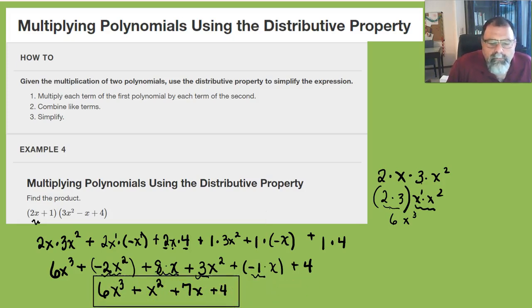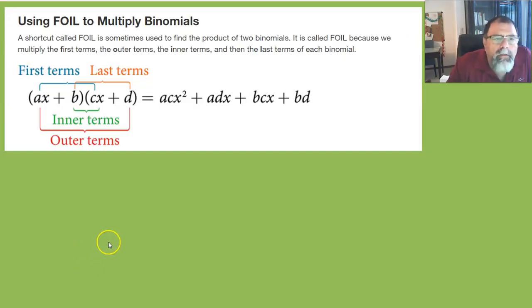plus 4. A common shortcut is used to multiply two binomials. So if you have two terms with two terms, this is special for binomials. The product of two binomials is called the FOIL method. It's FOIL because if you distribute, you're going to do the first term with the first term, then the first term with the last term, and then you're going to distribute the b, and then b times d. But you're going to do it in that order: the first terms, the outside terms, the inside terms, and the last.